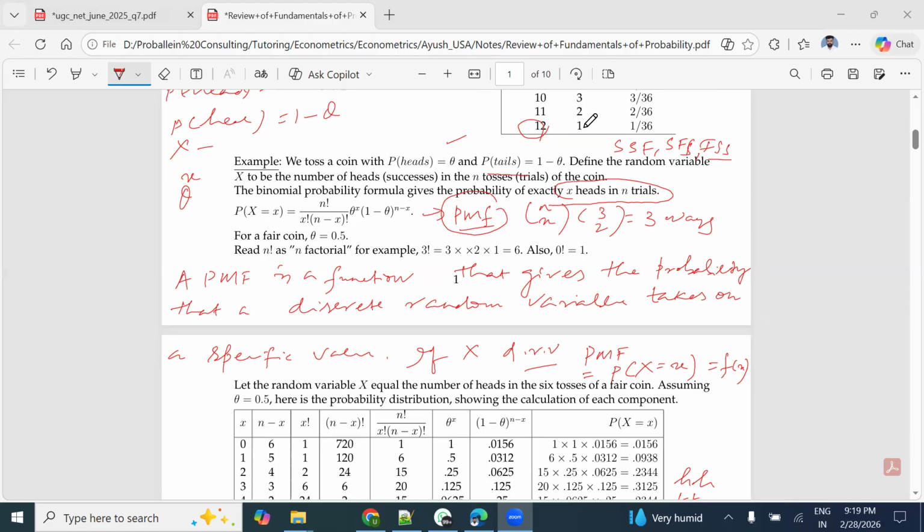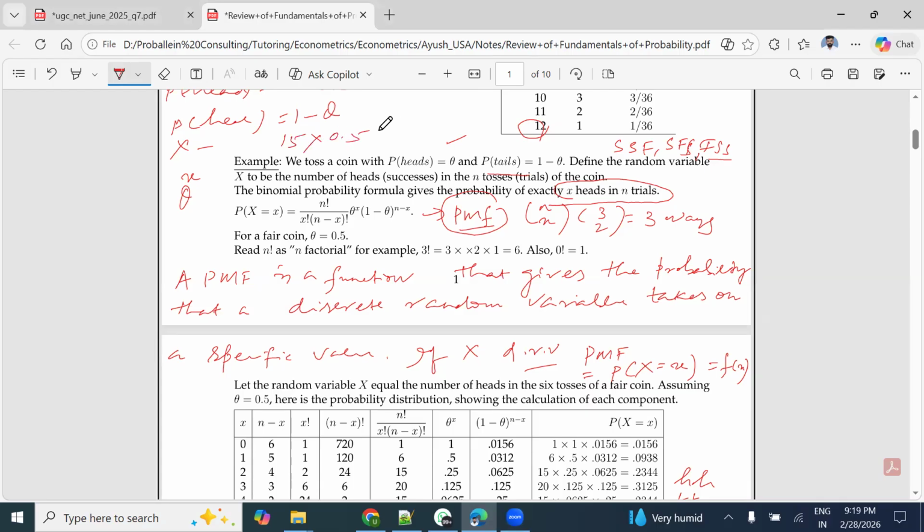On an average. Suppose we say on an average, it means that if you are doing n trials, on an average, what is the number of successes of getting heads? It will be n into theta. Let's say that if you are doing 15 trials, it will be 15 into 0.5. Theta is 0.5.